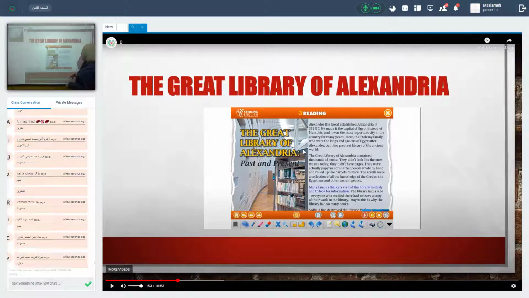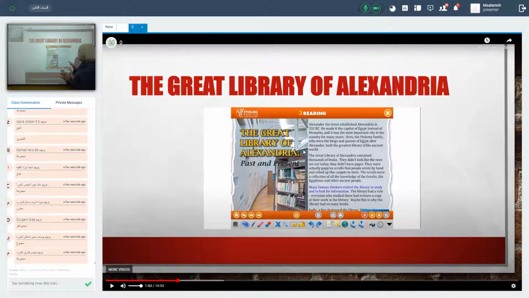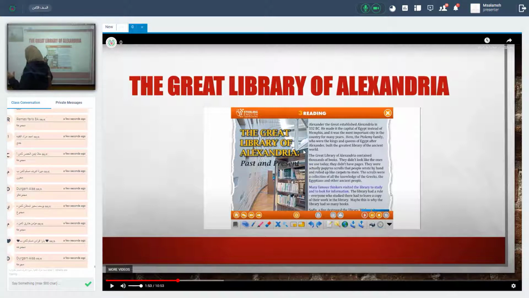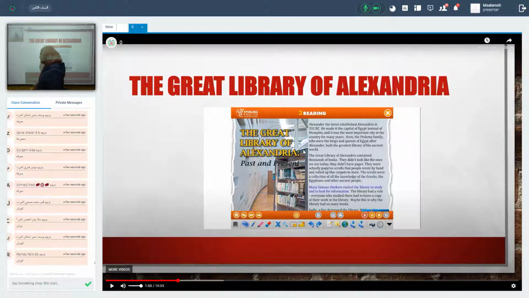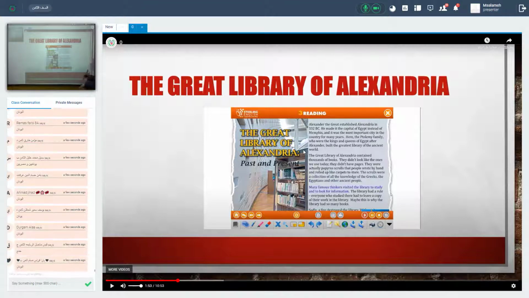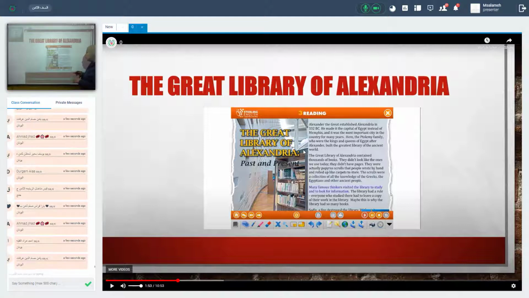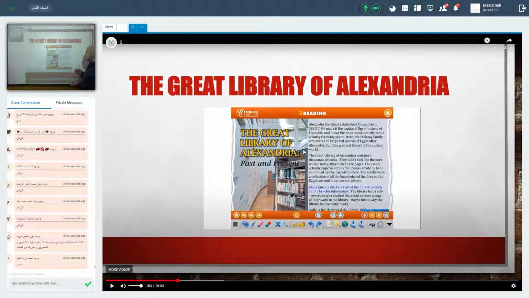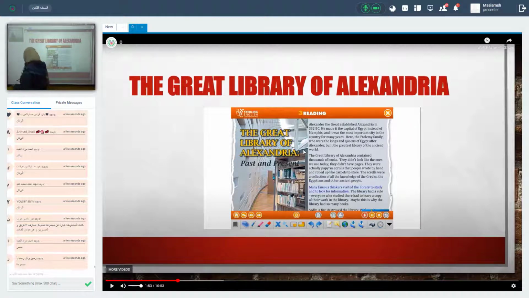A collection of all the knowledge of the Greeks. What's the meaning of Greeks? Greek. Yes, excellent. The Egyptians and the other ancient people. The Egyptians and the other ancient people.